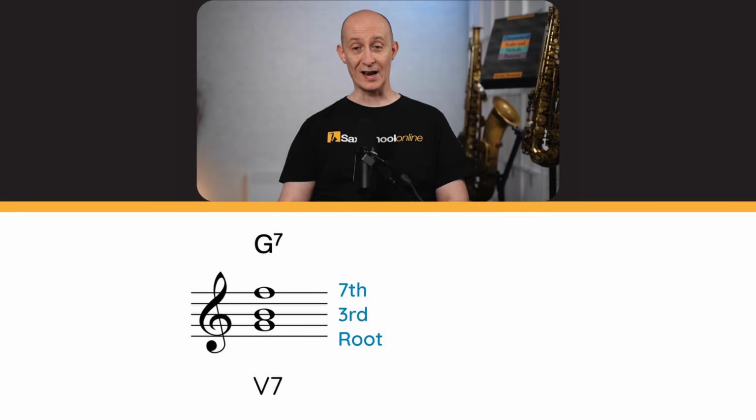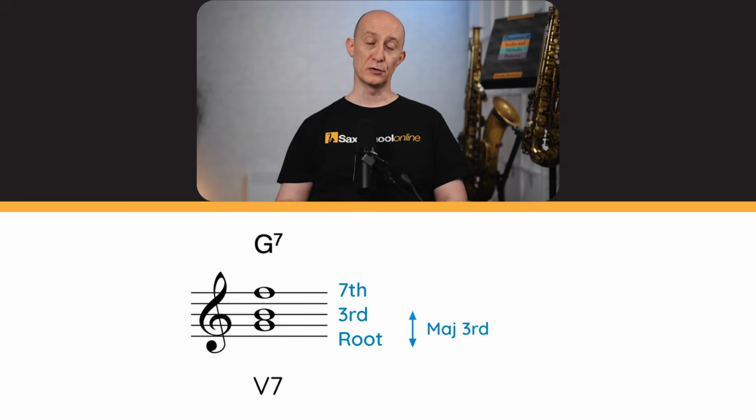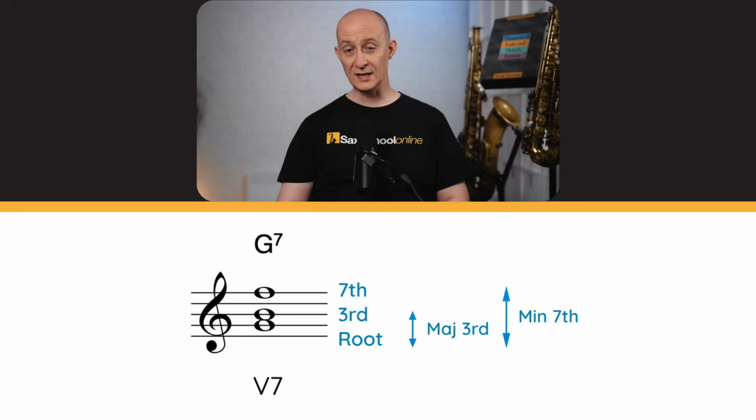The note G here not only tells us that the B is a 3rd, but it also tells us that the F is that flat 7th. All the criteria we need for a dominant chord.